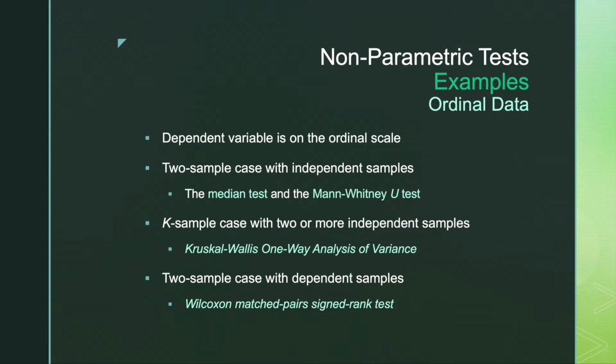Continuing on, all of these ones are if the dependent variable is on the ordinal scale. So if you have a 2 sample case with independent samples, you could either use something called the median test or the Mann-Whitney U test. If you have more than 2 sample case, where you have 2 or more independent samples, there's something called a Kruskal-Wallis one-way analysis of variance, or one-way ANOVA, but a slightly different one than the one we did. And I have no idea if I'm pronouncing their names right, so apologies if they ever watch this. We also have a 2 sample case with dependent samples, which would be using the Wilcoxon matched pairs signed rank test. That is a mouthful.